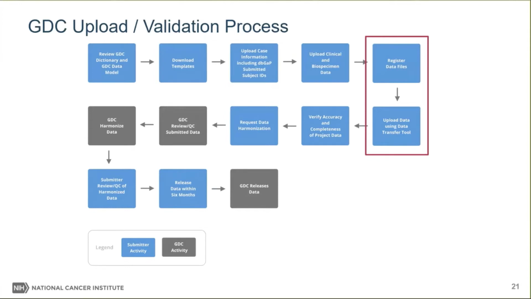So after biospecimen data is uploaded, the data files, so this includes a BAM file, an alignment, some unaligned reads in FASTQ format, are registered, which means you provide the metadata, which includes things like file name, MD5 sum, file size for validation, and those data files can then be uploaded. So they're first registered, and then they can be uploaded, and this is done using the data transfer tool. At the end, there will be a link to show where the data transfer tool can be downloaded, and there are some tutorials in our documentation for how to do that.